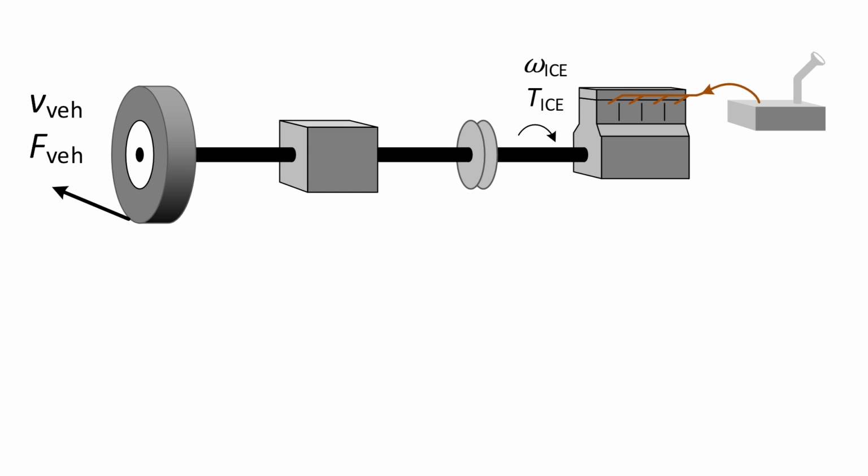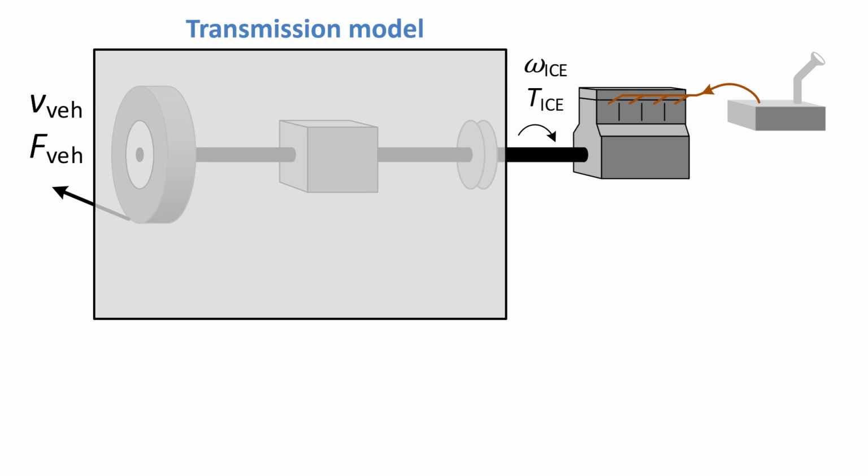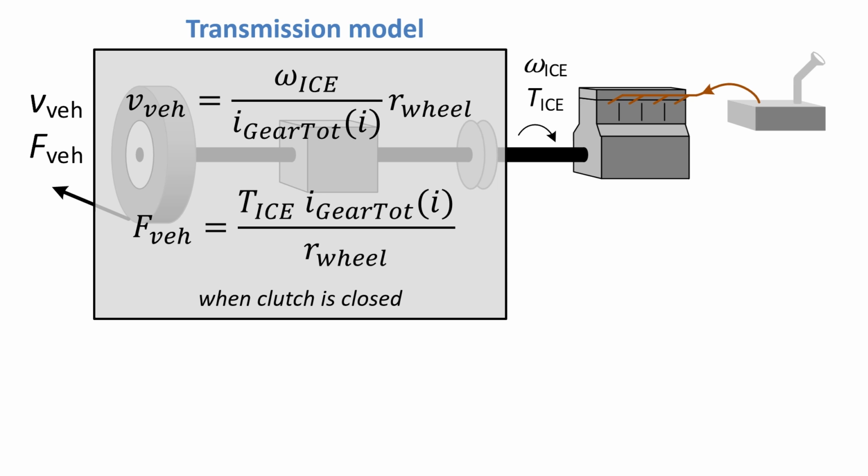When the clutch is closed, we can combine the models of all the components in the transmission into one transmission model, which describes the relation between engine shaft speed and vehicle speed, and another relation between engine torque and traction force. The vehicle speed equals the engine angular speed multiplied by the wheel radius divided with the total gear ratio. The traction force equals the engine torque multiplied by the total gear ratio divided by the wheel radius.